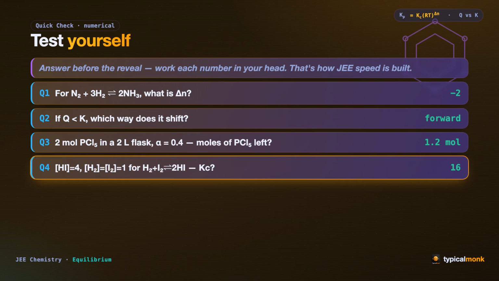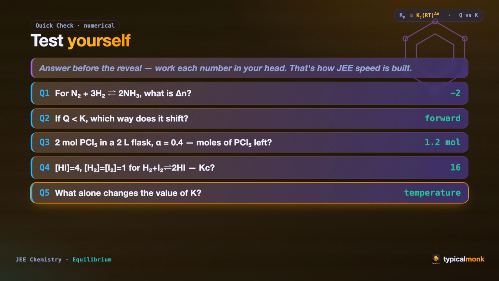mole. Question 4. Hydrogen iodide sits at a concentration of 4, while both hydrogen and iodine sit at a concentration of 1 each. In the equilibrium where hydrogen plus iodine gives 2 hydrogen iodide, what is Kc? 4 squared divided by 1 times 1 equals 16. And question 5. What alone can change the value of K? Only temperature, never concentration, pressure, or a catalyst.